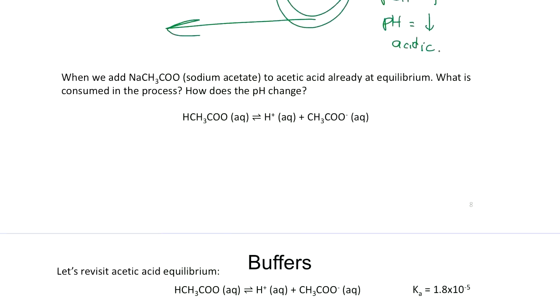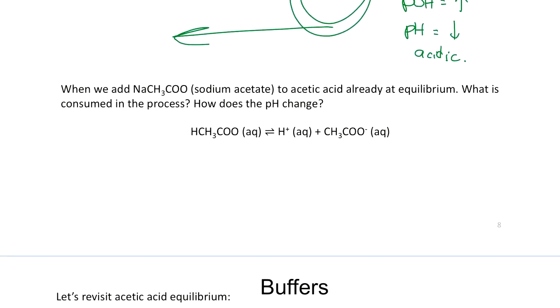Okay, let's do another one. Let's say we have acetic acid at equilibrium. So we got HA at equilibrium with H+ and A-, right? We add sodium acetate to this. Right now this acetic acid's chilling. So we add sodium acetate. What are we adding to the solution? HA or A-? A-. So we're adding A- here. Just think Le Chatelier's principle. What does Le Chatelier say? Add a product, shift to reactants.